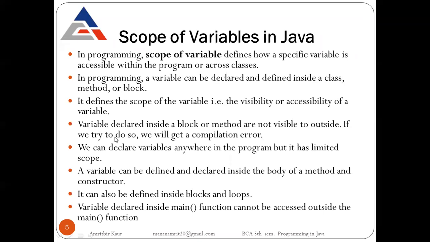If we try to do this, then our error message will be displayed to us. We can declare a variable anywhere in the program, but its scope depends upon where we declare it. If we declare our variable inside the function, then it can be changed only inside the function. We cannot use that variable outside the function. So a variable can be defined and declared inside the body of a method and constructor. It can also be defined inside blocks and loops.